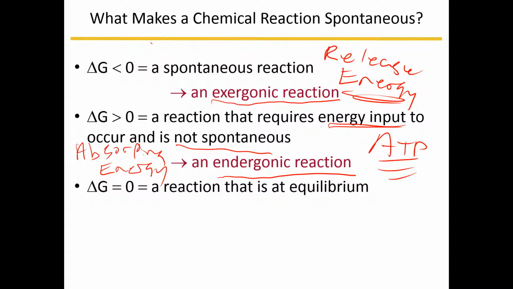Now, when delta G is 0, the reaction is at equilibrium. If a cell is at equilibrium with its environment, it's a dead cell.